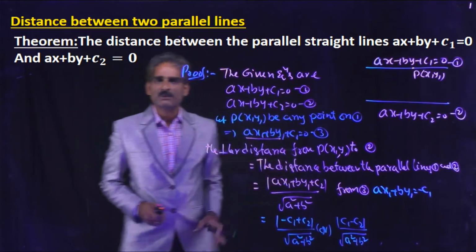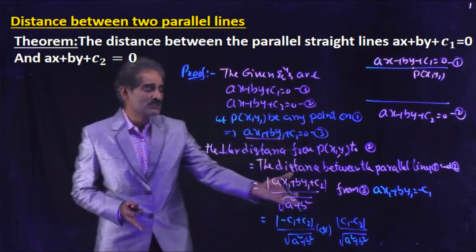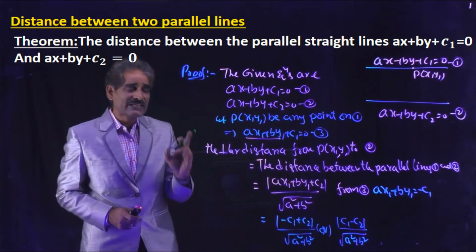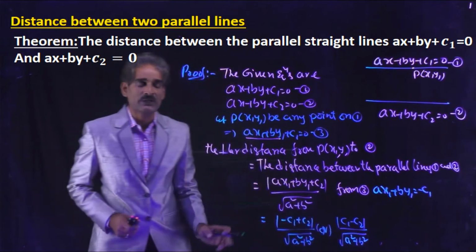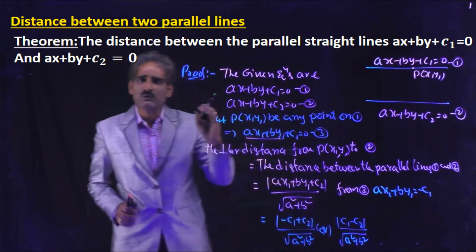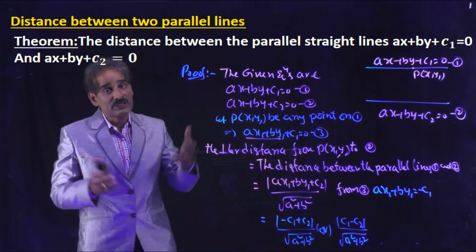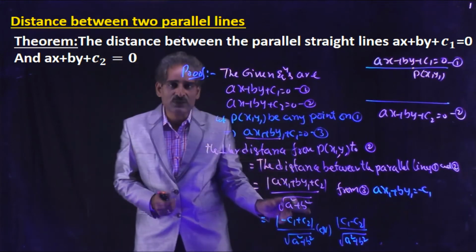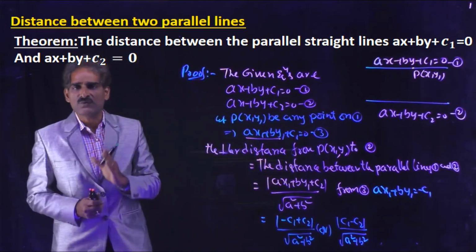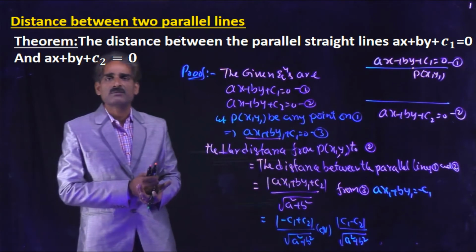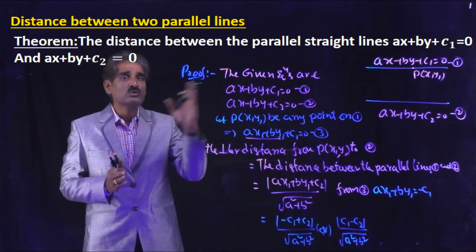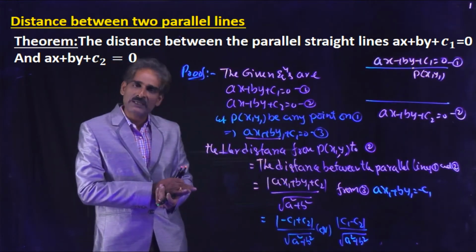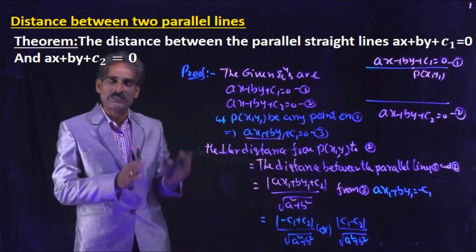If the two lines are parallel, we can find the distance between them by using this formula. What is the formula? Modulus of c1 minus c2 by root of x coefficient square plus y coefficient square. It is applicable only when the x and y coefficients are the same. If the ratio is the same, then also they are parallel. But if you want to apply this formula, you should change the equations so the coefficients of x and y are equal, x coefficients and y coefficients separately equal. Then only you can apply this formula.